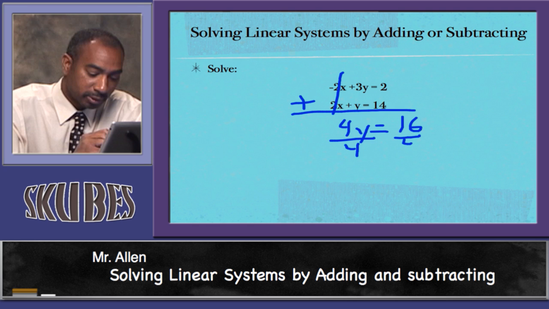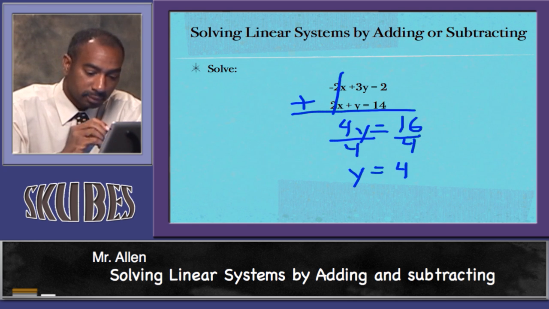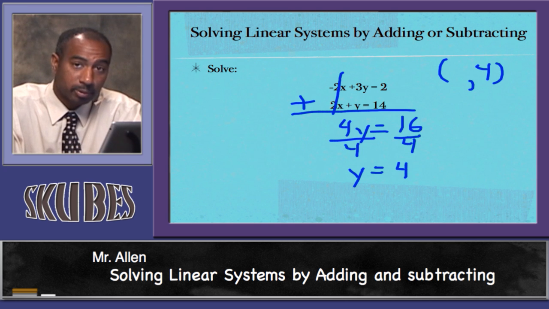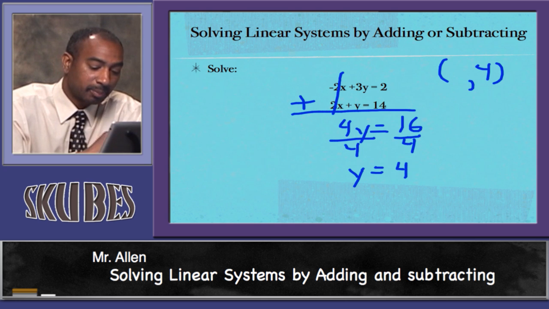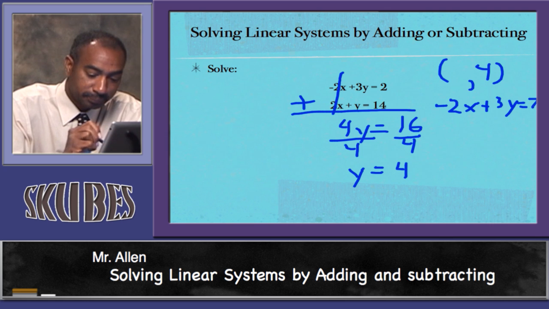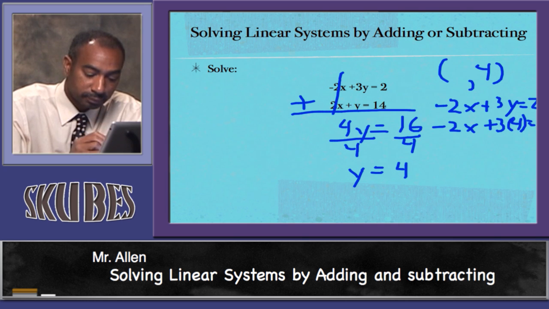We divide both sides by 4. That tells me y has to be 4. All right, but for the x term, you can substitute y equals 4 into the top or bottom equation. Let's say I take the top equation. So I have negative 2x plus 3y equals 2. That'd be negative 2x plus 3 times 4 equals 2. So negative 2x plus 12 equals 2.